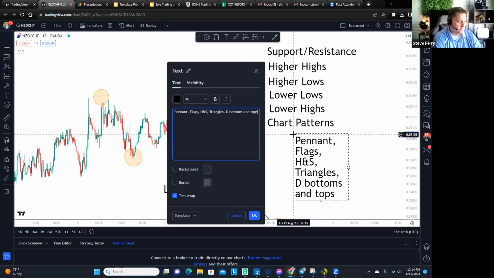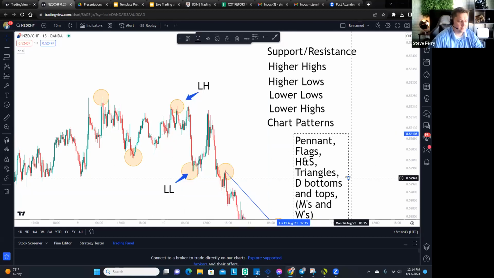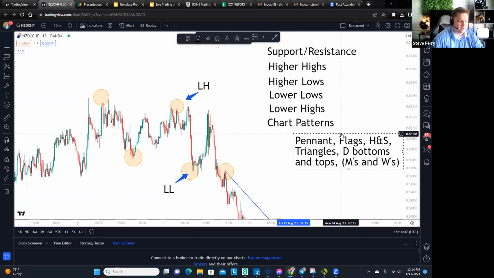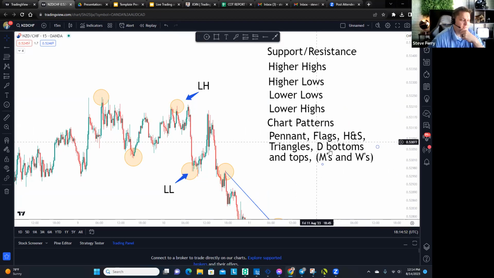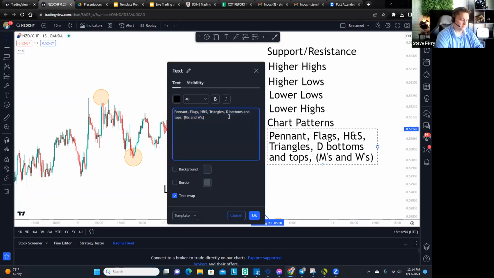I don't really look into those a lot, but you've got M's and W's. Some examples. Cup and handle is another good one. Actually, let's put that in there. Cup and handle.